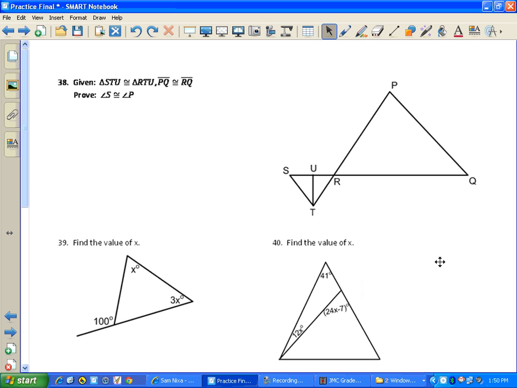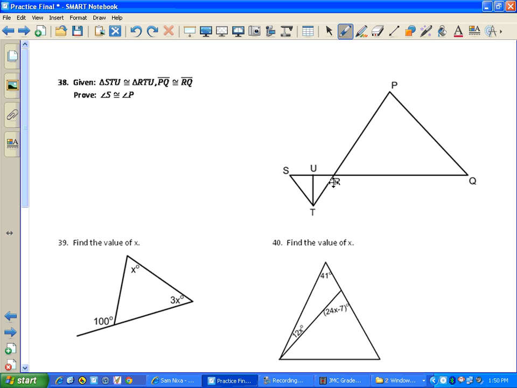This is page 5 in your packet. Start off with a proof, trying to prove that two angles are congruent. We're given that we have congruent triangles, and so that's just a wealth of information for us.